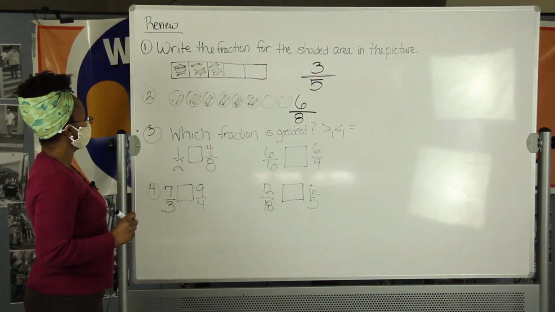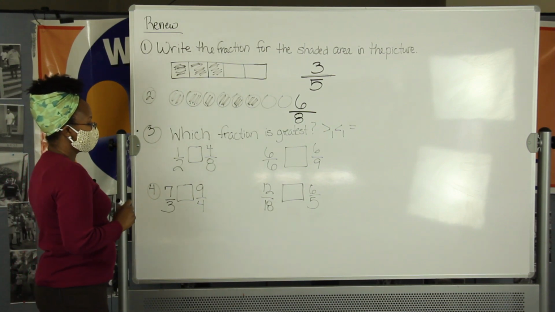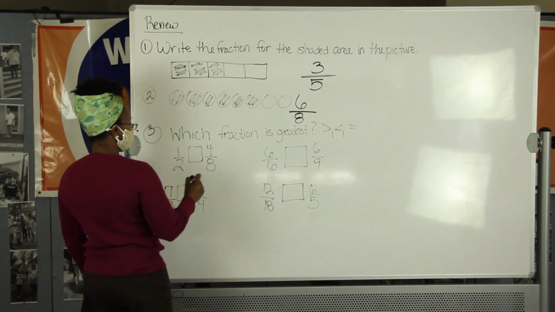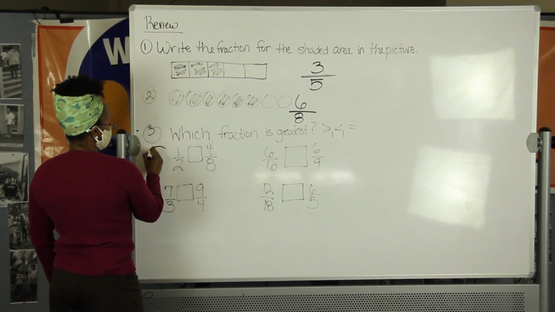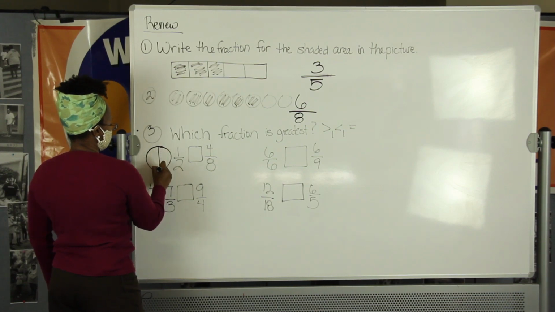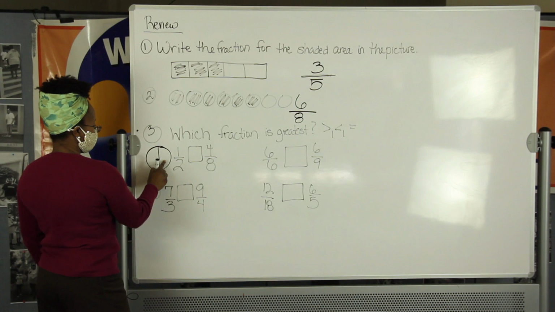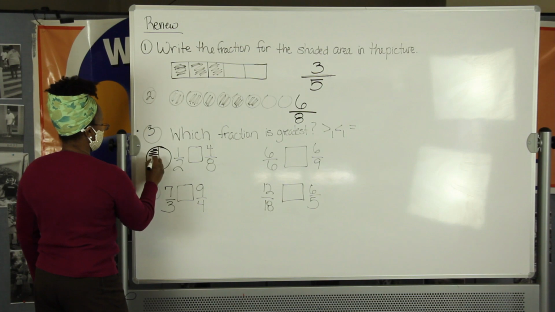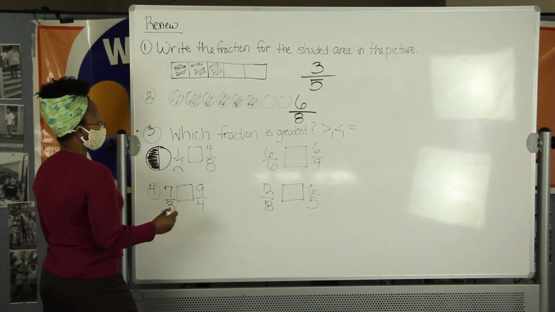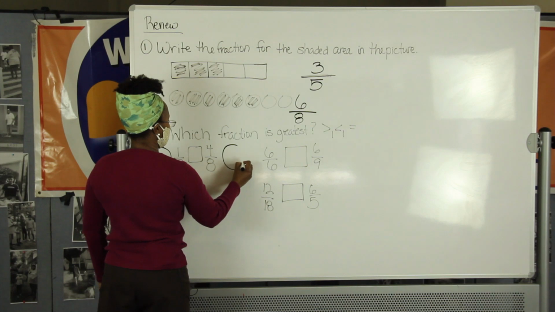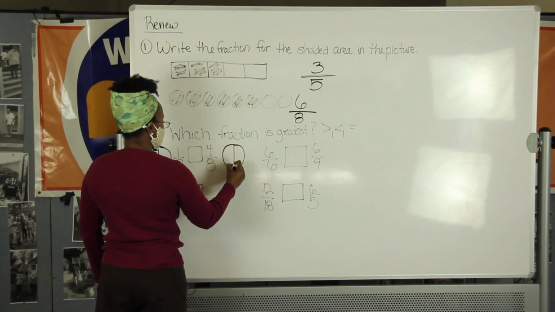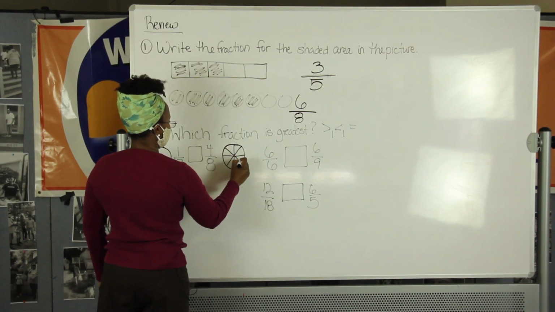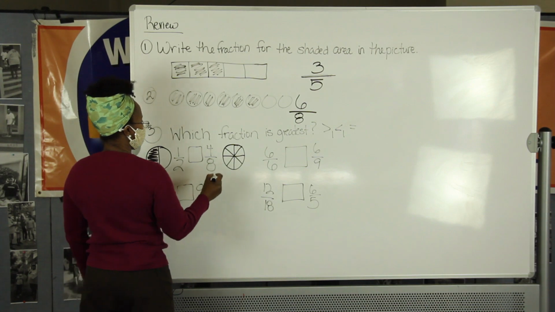Moving on to number 3, which fraction is the greatest? So how we figure this out is we can either make a picture. We have the denominator, we have 2 parts. We're going to make the shaded part. There's going to be one shaded part like this. And on the other side, we're going to make 8 parts. And then we're going to shade 4.